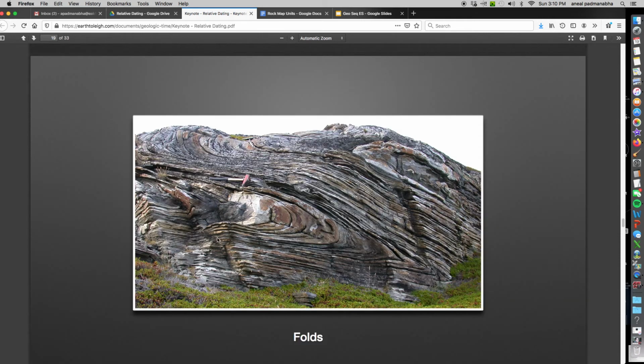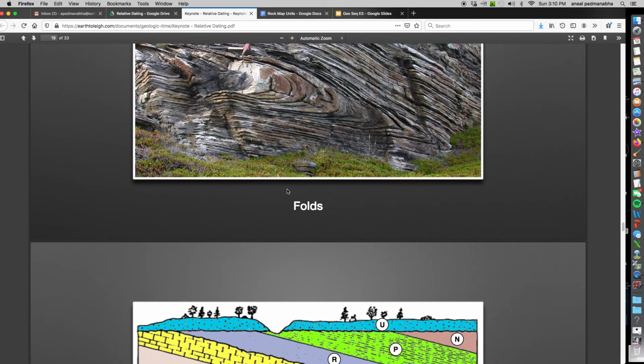And if you take a look right here, these were originally deposited horizontally, and through tectonic forces, you can get these nice bends or mountain building events. Remember, those are called orogenies. We can get those events happening there.